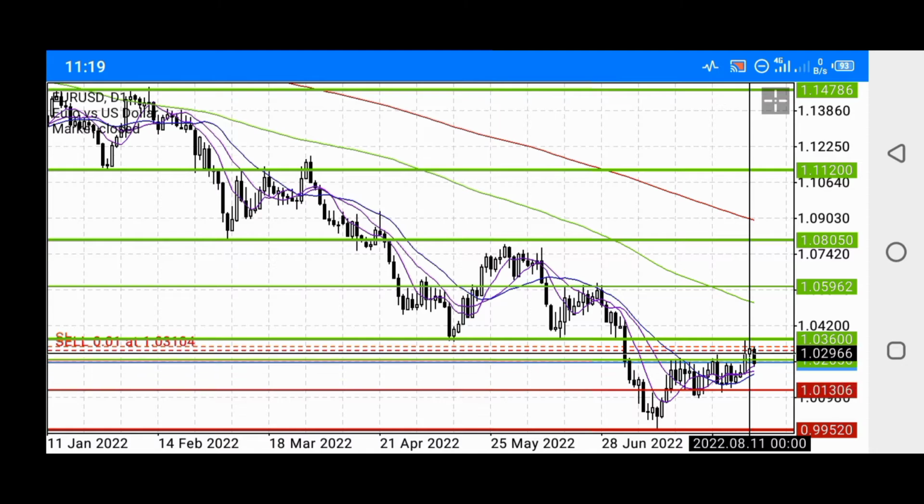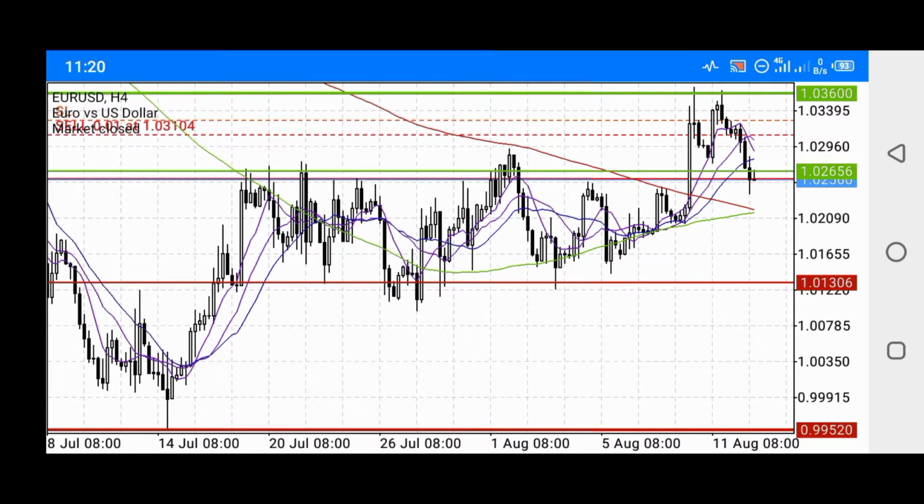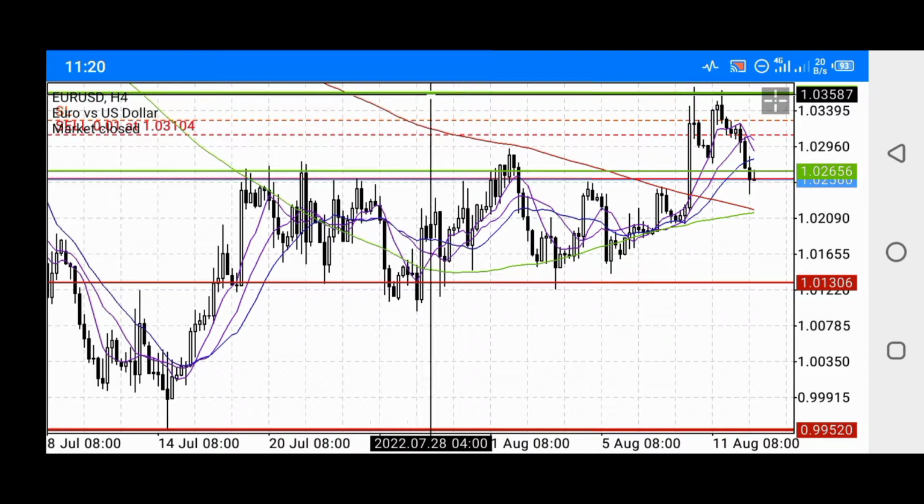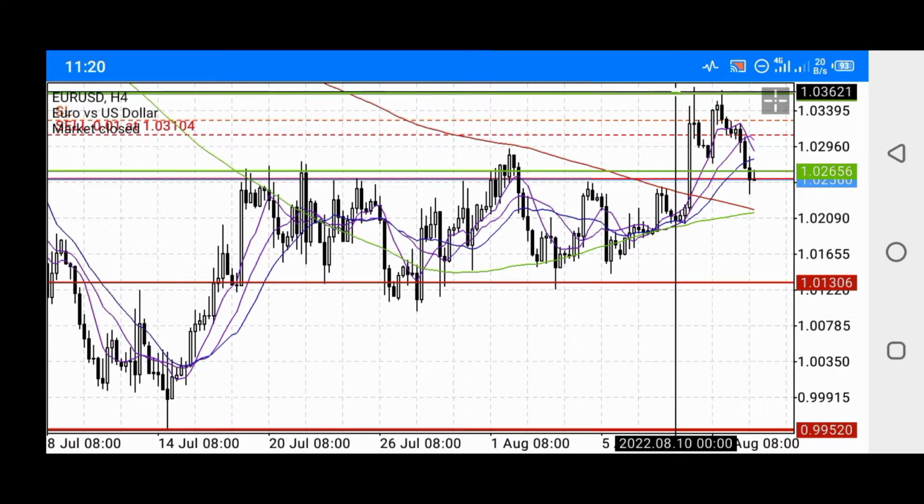So let me switch to the H4 time frame so I can show you a wider view of what is happening on EURUSD currently. So this is EURUSD on the H4 time frame, and this is the major support level that is now acting as a resistance level right now. Then we have the major support level right here.